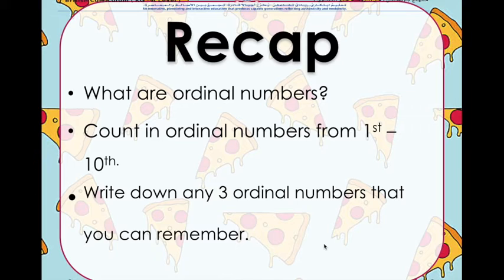Let us recap what you have done in the previous lessons. Can you recall what are ordinal numbers? Yes, ordinal numbers are numbers that show us the position of something. So, when we take part in a race, we count and we use ordinal numbers. Can we count in ordinal numbers from first? Let's count. First, second, third, fourth, fifth, sixth, seventh, eighth, ninth, 10th. Now, try writing down any three ordinal numbers that you can remember.